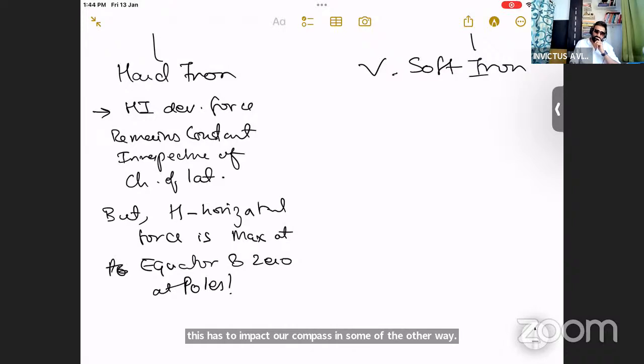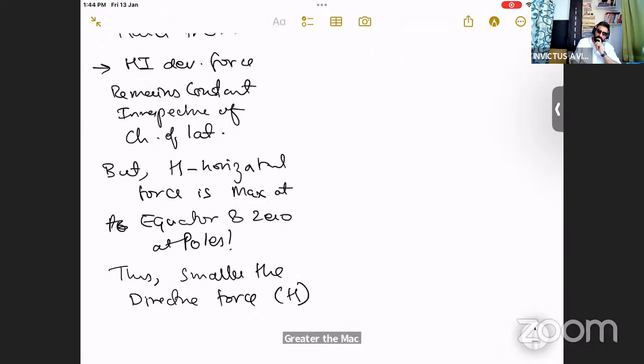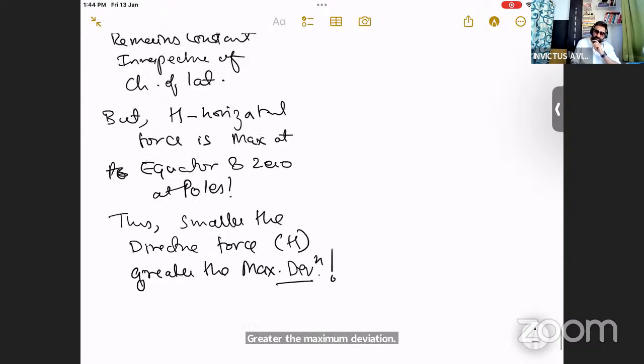Thus, smaller the directive force, that is H, okay, greater the maximum deviation. In bracket, you will write caused by hard iron magnetism.